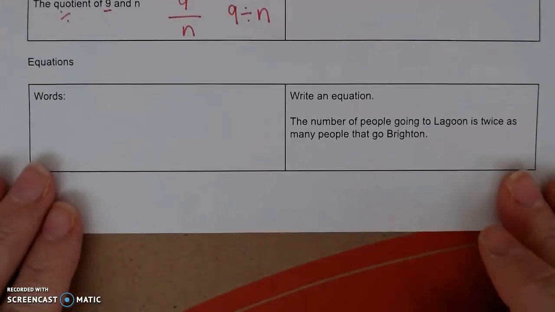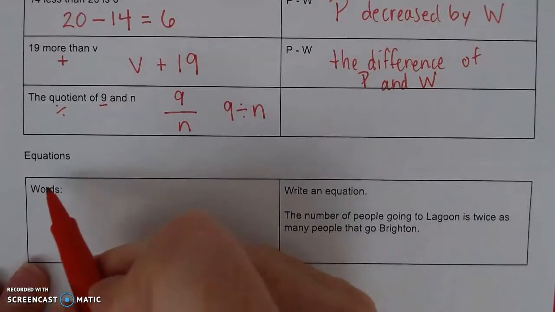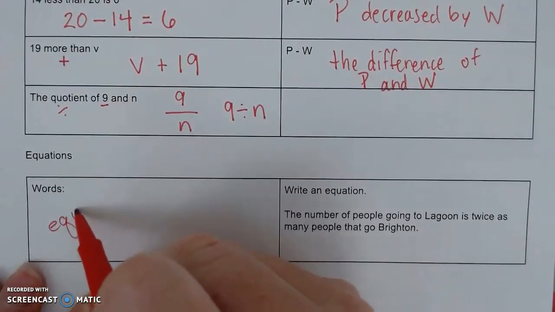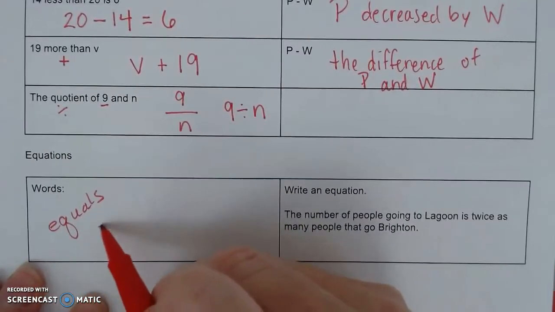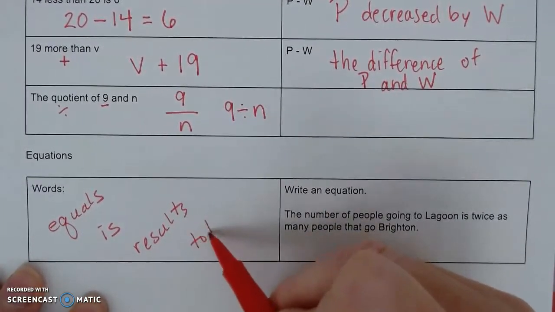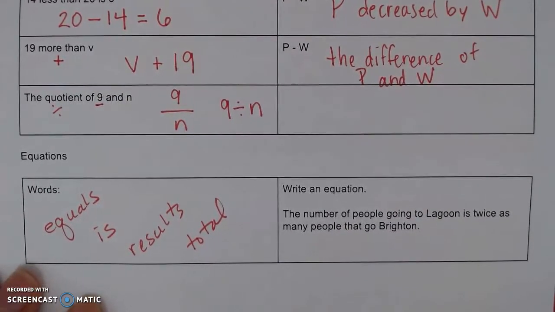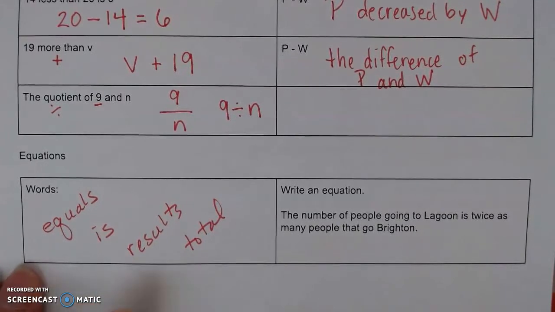So the last thing we want to talk about are equations. For the word equations, you might see equals. We saw the word is. You might see results. You might see the word total. Anything that means that you're going to do an operation and it's going to give you the final amount.